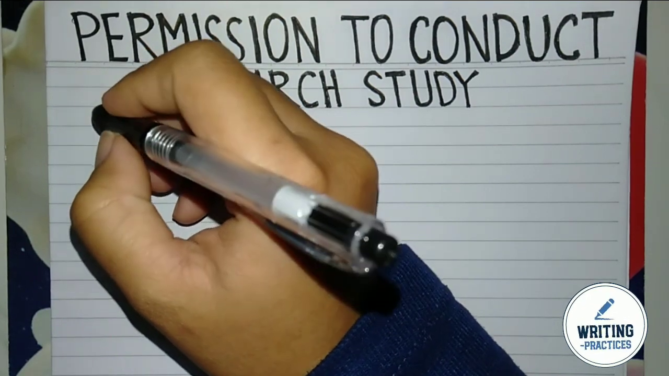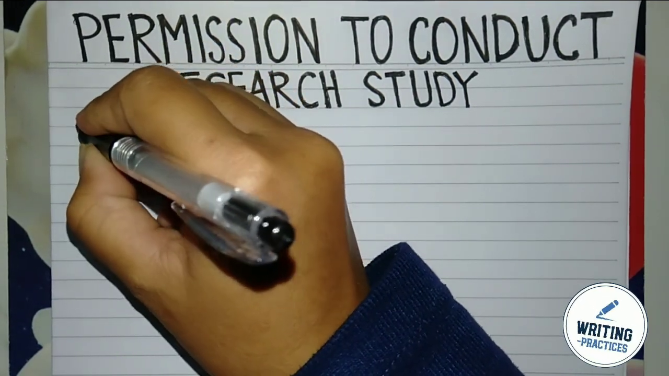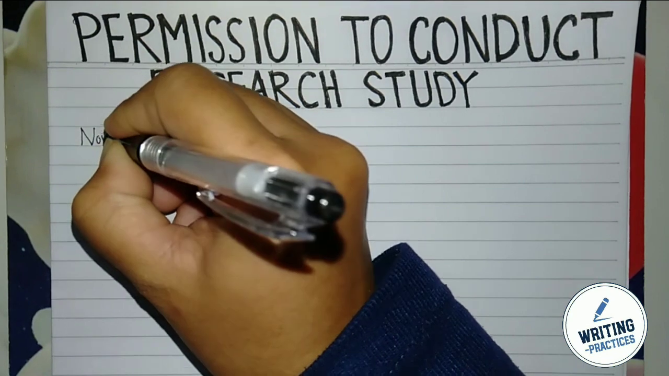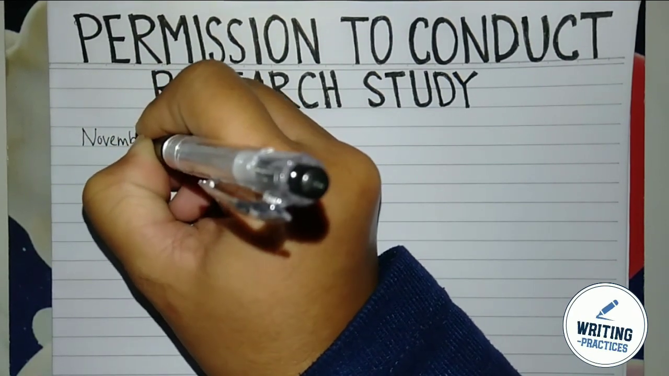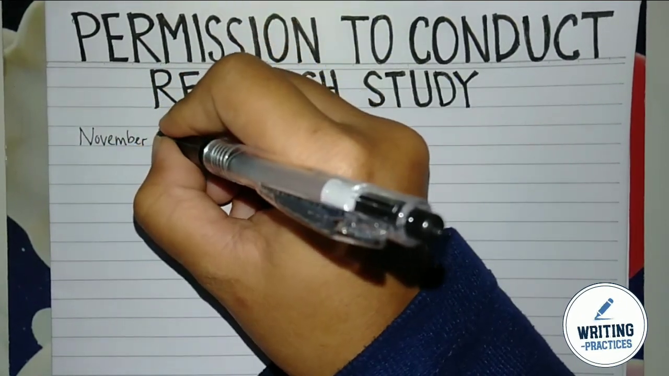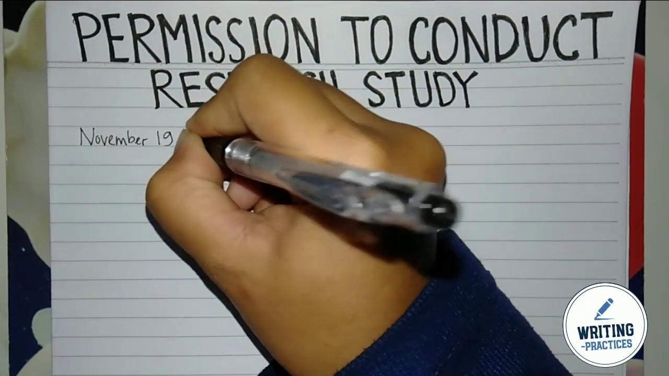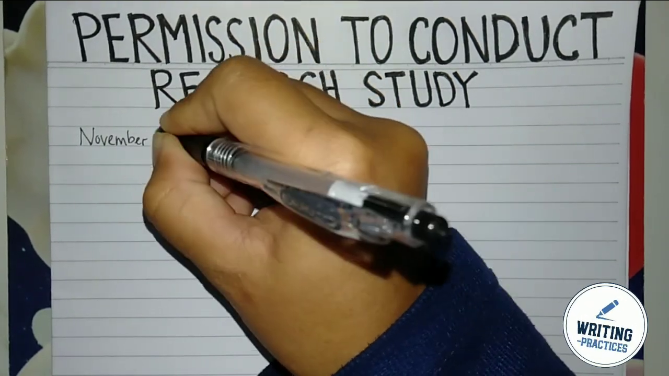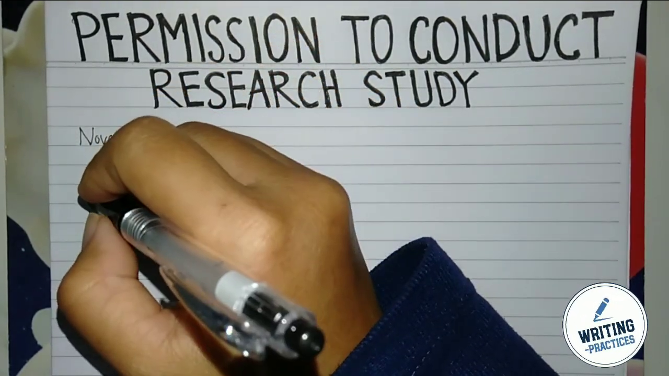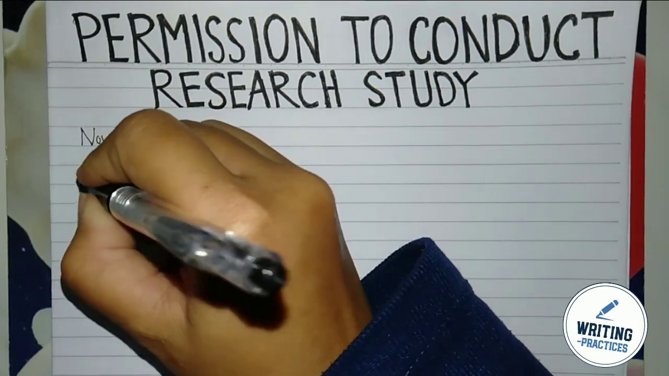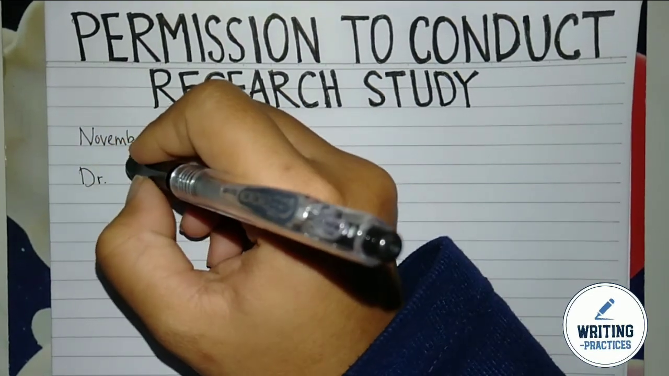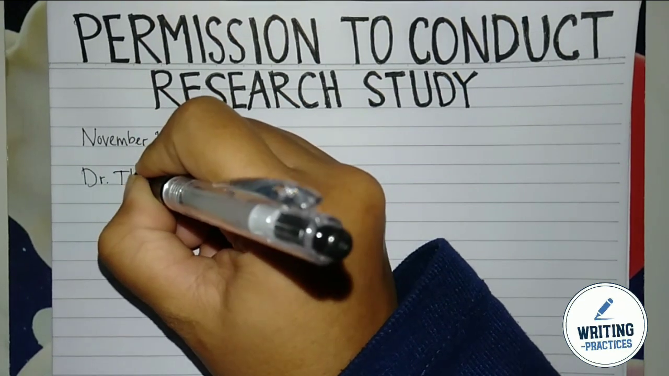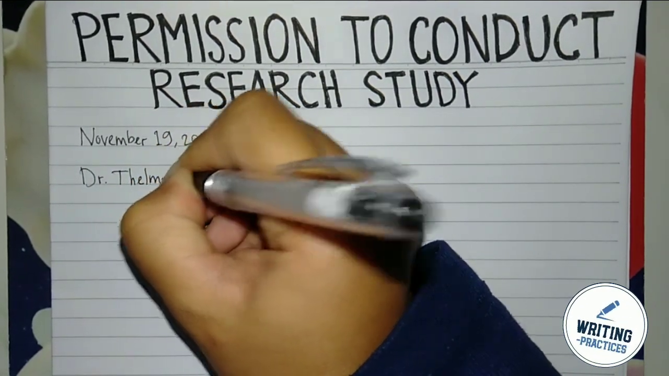Today, we are going to learn how to write permission to conduct research study. What is permission to conduct research study? A permission letter to conduct research is a formal request to obtain permission from an organization or individual to conduct research on a particular topic. This type of letter is commonly used by students, researchers, and scholars who require permission to carry out their research.